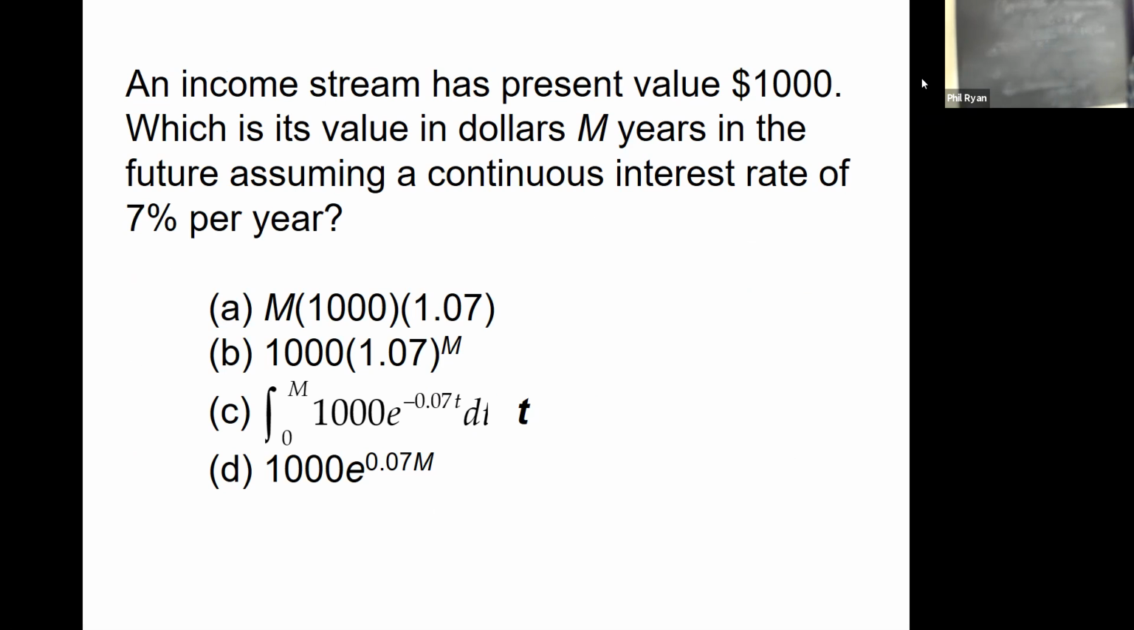Okay, so we have an income stream that has a present value of $1,000. What is the value in dollars M years in the future, assuming a continuous interest rate of 7% per year? Okay, so you have to read carefully. So we've got a present value of 1,000, so that's like $1,000 now. So we don't have to do any integration. The reason why we do integration is to figure out what the present value is now. So we've got $1,000 now. So what is $1,000 worth in M years? D, exactly. We take our $1,000, we invest it at 7% for M years. This is the value M years into the future.